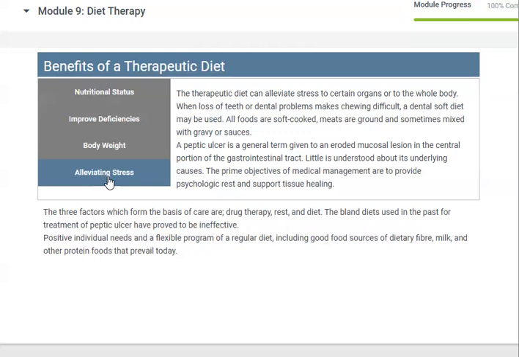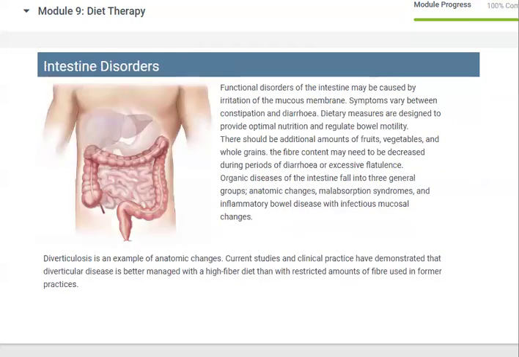Intestine disorders. Functional disorders of the intestine may be caused by irritation of the mucous membrane. Symptoms vary between constipation and diarrhea. Dietary measures are designed to provide optimal nutrition and regulate bowel motility. There should be additional amounts of fruits, vegetables, and whole grains. The fiber content may need to be decreased during periods of diarrhea or excessive flatulence.